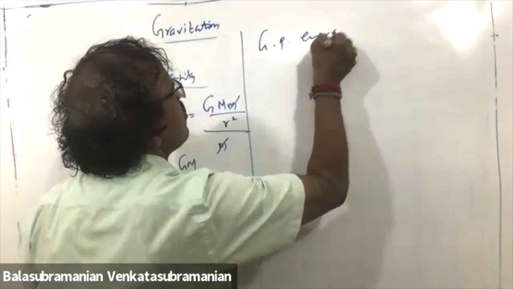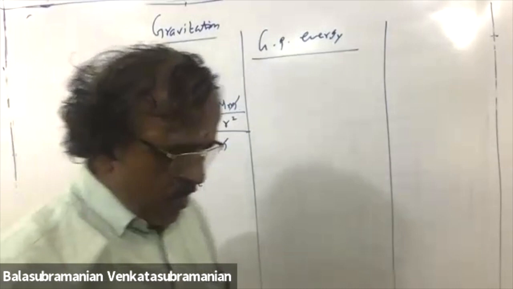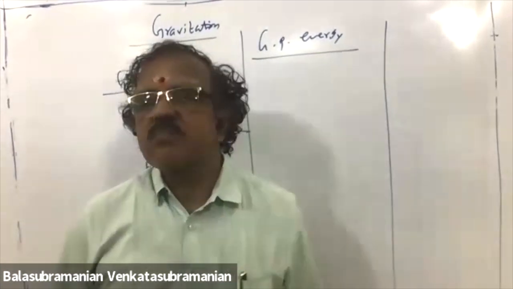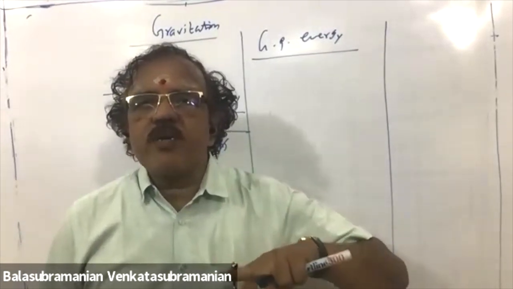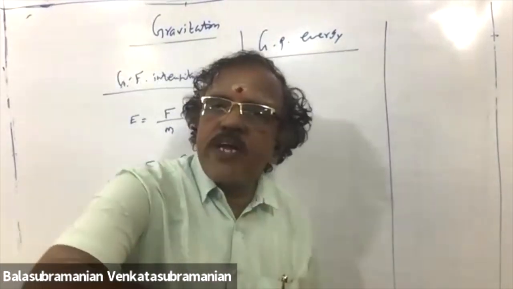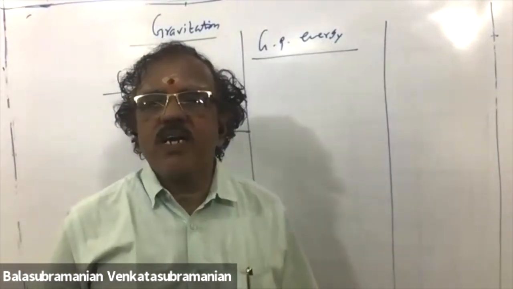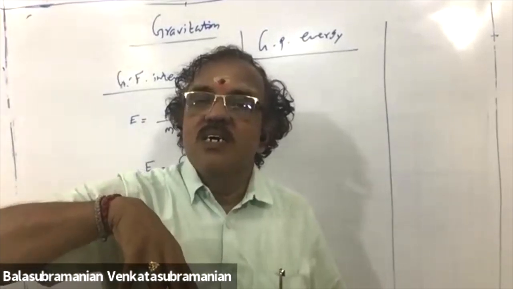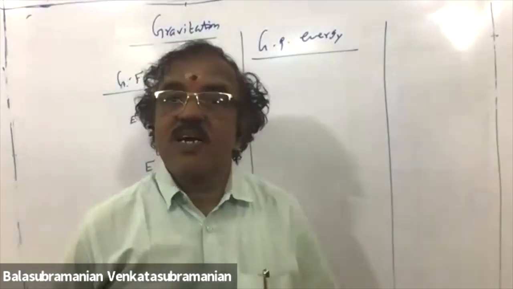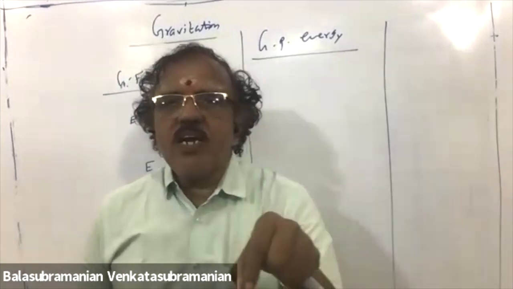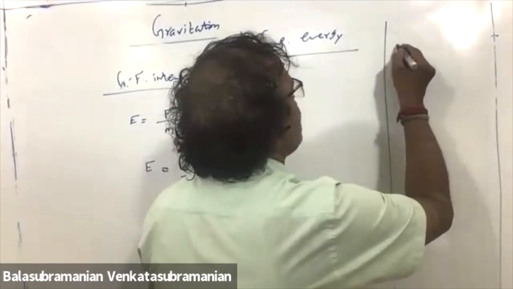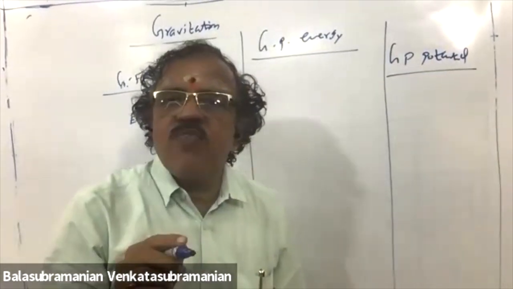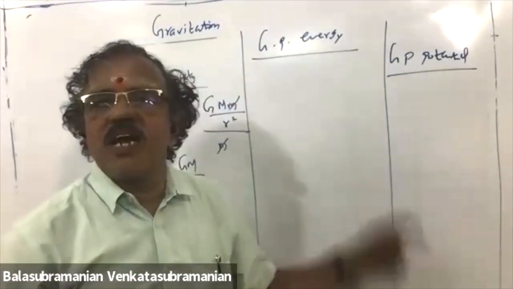Gravitational potential energy. Wherever you say the word energy or potential energy, you call it work done. Work done in moving a unit mass from the point to infinity. When you go away from the earth, you are pushing against the attractive force as you move away. So the work done in moving a unit mass from the point to infinity we call gravitational potential. Work done in moving a mass from the point to infinity is gravitational potential energy.